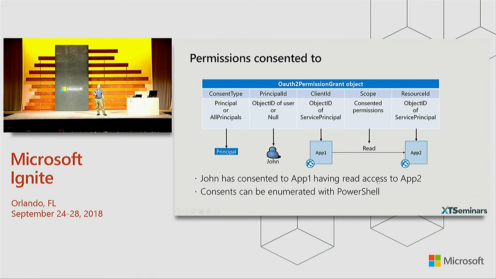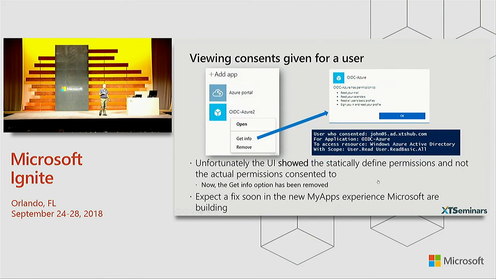You can enumerate the consents with PowerShell. And as I said yesterday, up until a couple of weeks ago, you used to have getInfo in the My App, so a user could see what they consented to. GetInfo has now disappeared. The reason being, it was actually enumerating the static consents, not the actual consents. That's going to be fixed fairly shortly. Look out, there's going to be a completely new My App experience. Look for that in preview when it comes out. And this should be fixed in that.